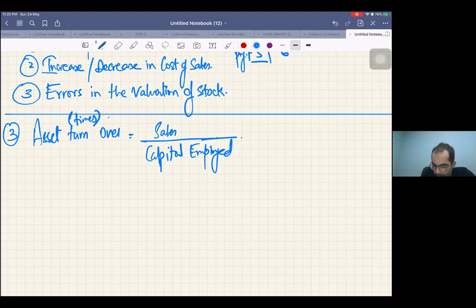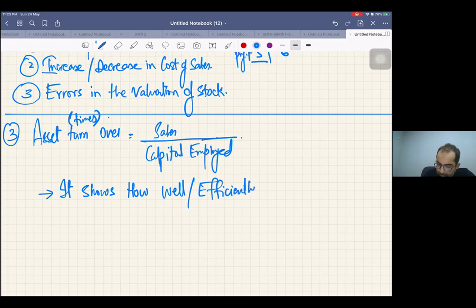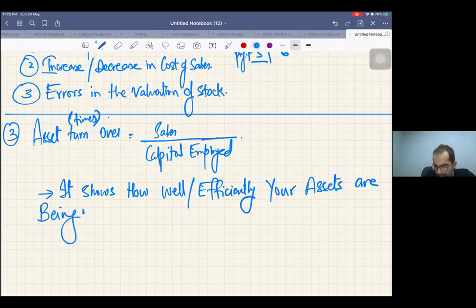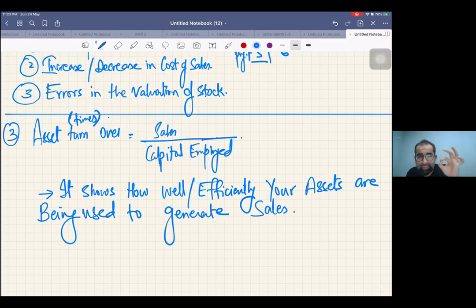Okay. What this ratio shows is how well or how efficiently your assets are being used to generate sales. How well or how efficiently your assets are being used to generate sales. Okay, right? Now listen.